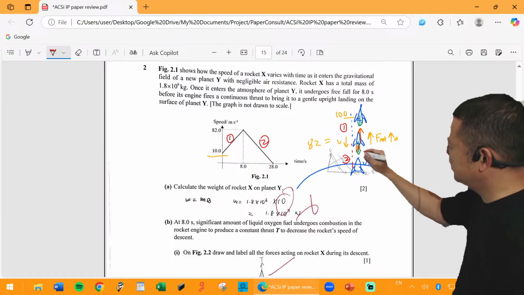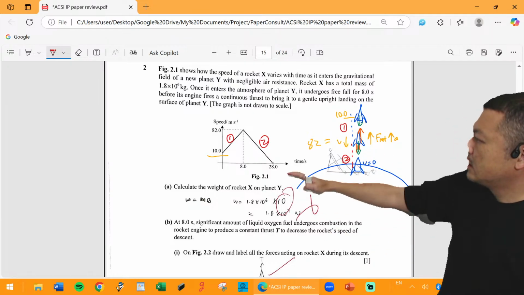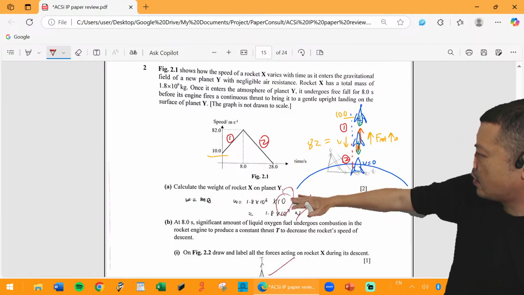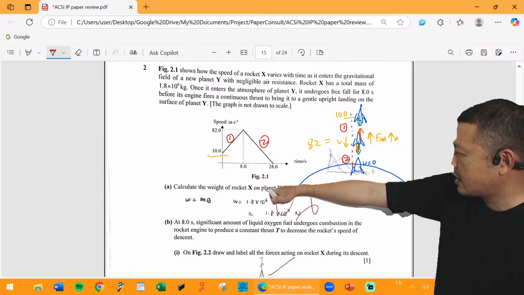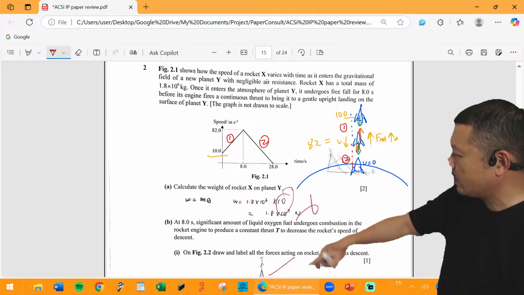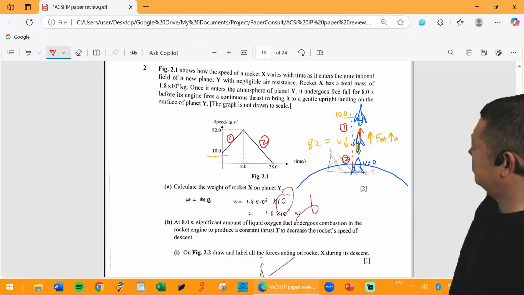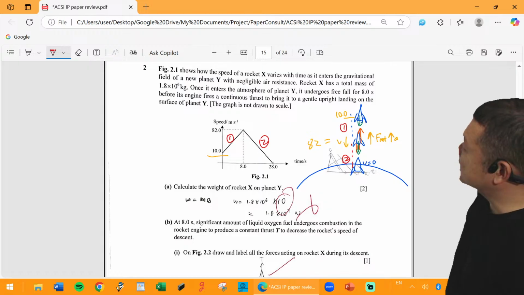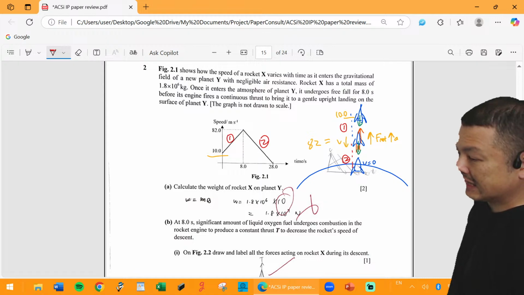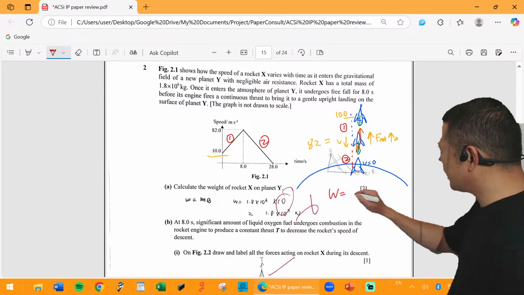Clear? Okay, good. So this is what happens here. So they ask you to calculate the weight of rocket X on planet Y. Wow, this guy is annoying lah. So you have to use W equals to mg.